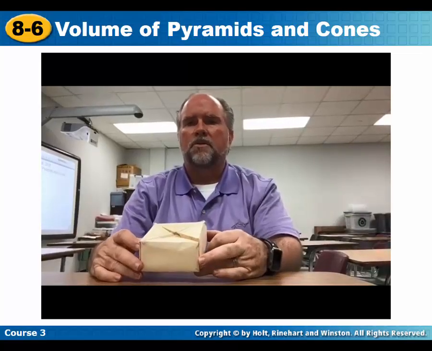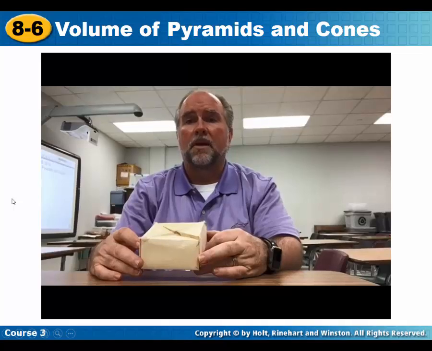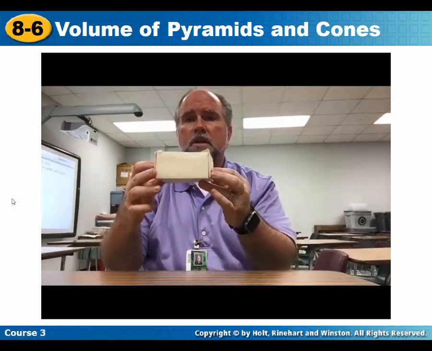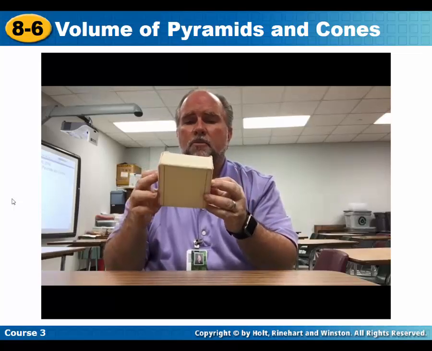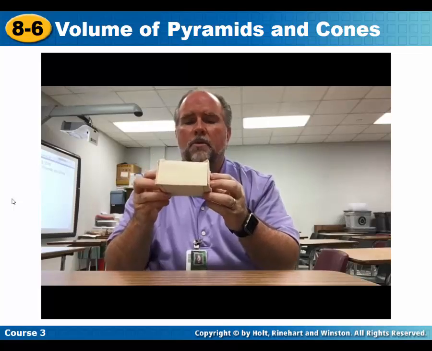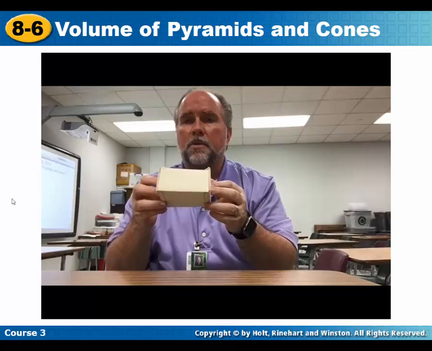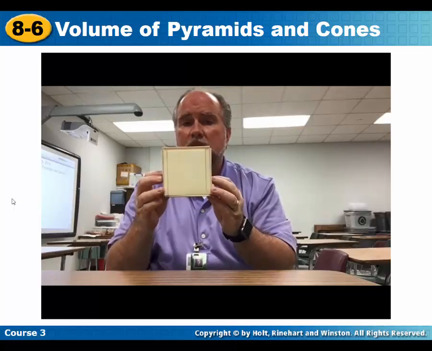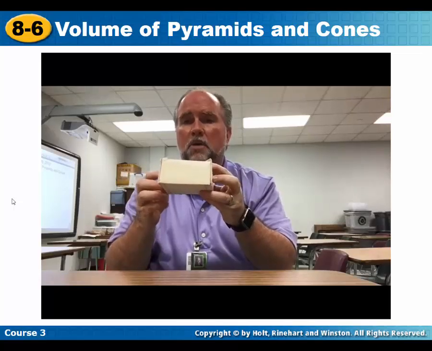Okay, in this video we're going to learn how many pyramids it takes to fill a rectangular prism. So here's our rectangular prism. This rectangular prism has a particular base and a height. So what I want to know is how many pyramids would it take if the pyramid has this as a base and this as a height? How many pyramids would it take to fill this box?